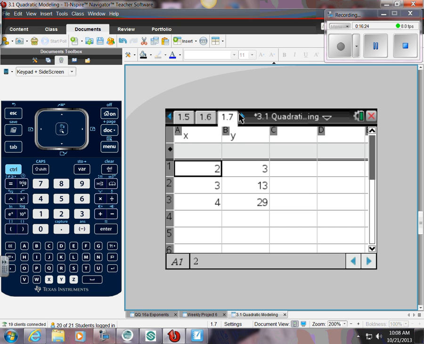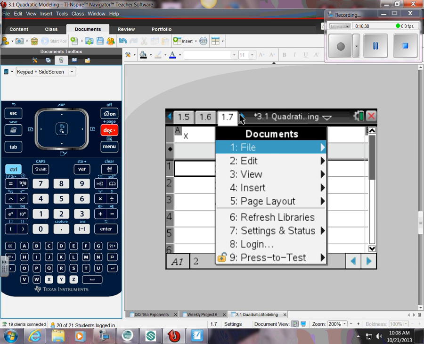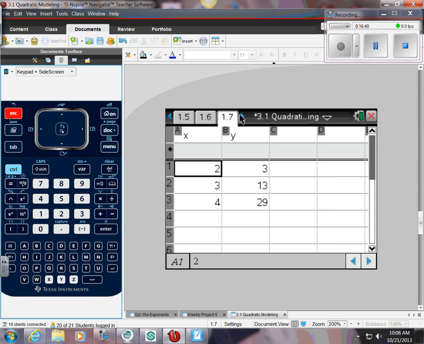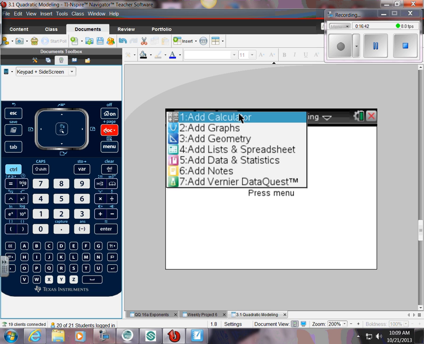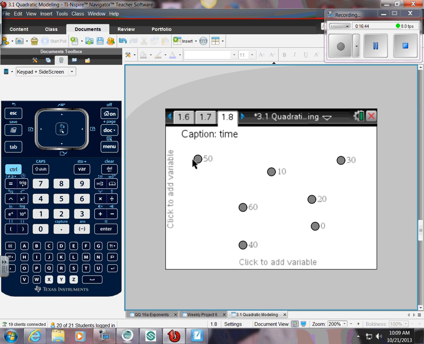All right, so next page. I've got a nice table for you. Is it always going to be put in a table for you? No. Okay, so I've got 3 points. I've got the points 2, 3, 3, 13, and 4, 29. I want to create the scatter plot. What do I need to insert? Control doc. And we're adding a data and statistics. Any rhyme or reason to those points? Nope.